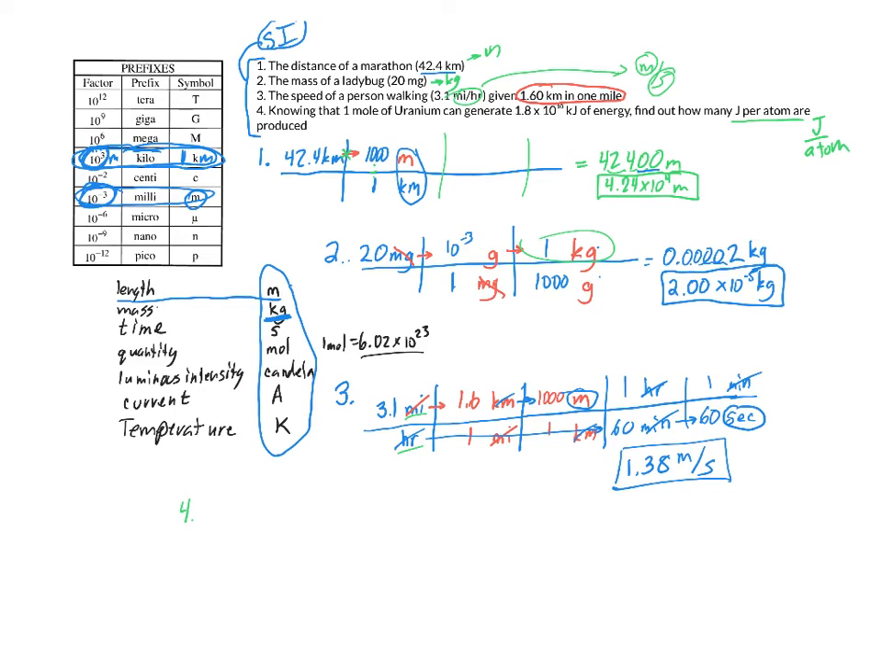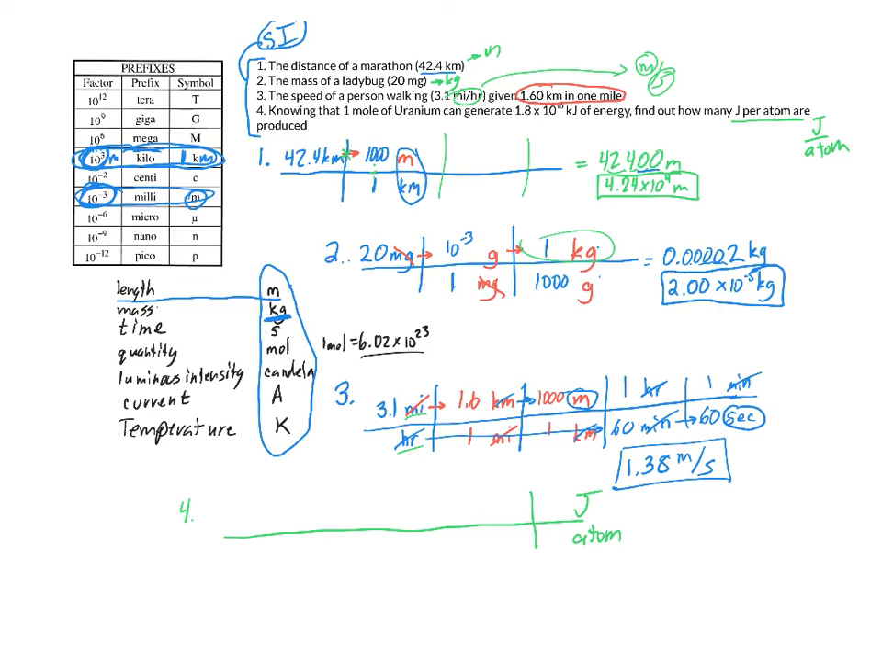Now, I may not know what a J is. I may not have any idea what joules are. Okay, well I do, but maybe you don't at this point, and that's fine. We can still answer this question because we know in the end that we want joules on the top and atoms on the bottom. Okay, so that's our goal.